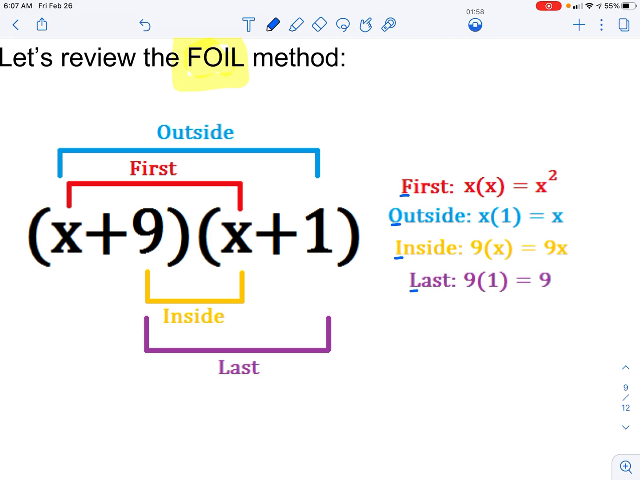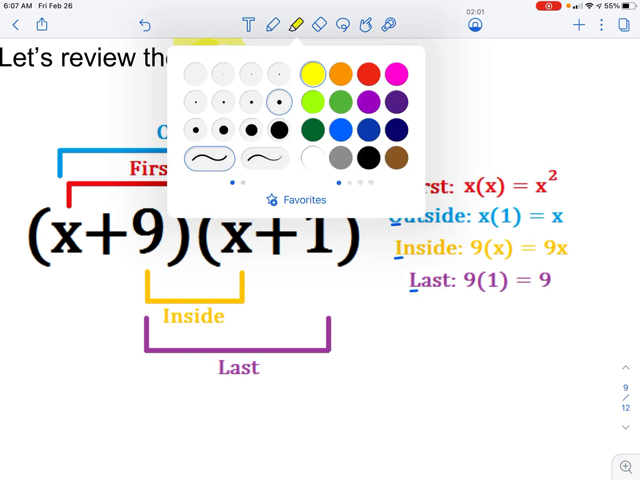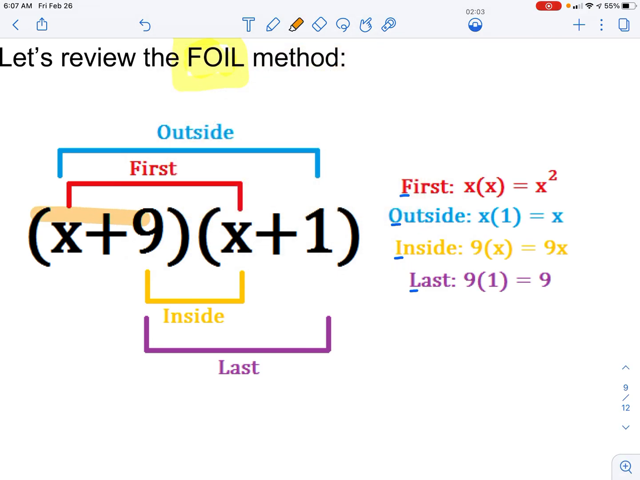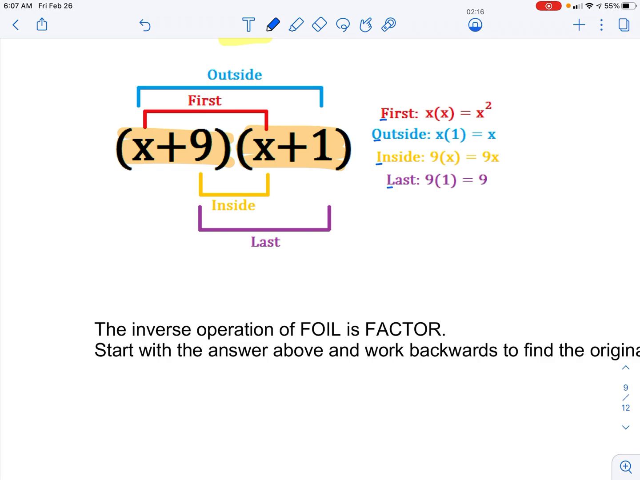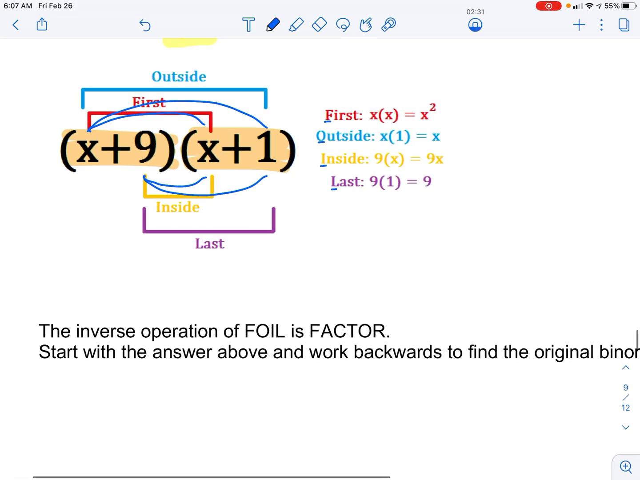What the FOIL method actually means is that you're taking every term that's inside this expression and you're going to multiply it with every term that's inside this expression. In looking at that, you can see they took the x's and multiplied those together. Then they took the x and the 1 and multiplied them together. And then they bumped down to the bottom and took the 9 and the x and multiplied them together. And then finally the 9 and the 1 and multiplied those together. And over here you can see that they made that list for us.